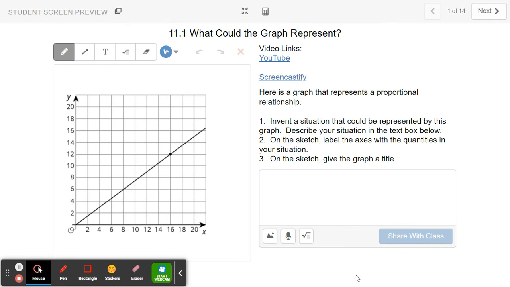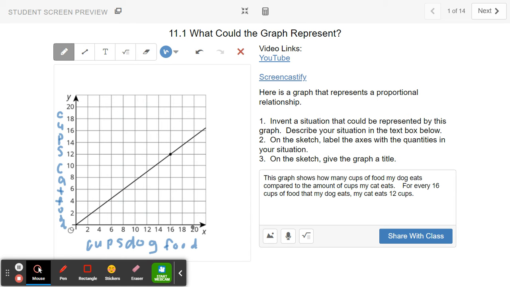Hello, today we're going to be doing lesson 7.2.11, and we're starting out here with a graph. As you can see, this is a proportional relationship. You need to invent a situation that could be represented by this graph and describe your situation in the box below. So please go ahead, take a look at it, and create your own situation.